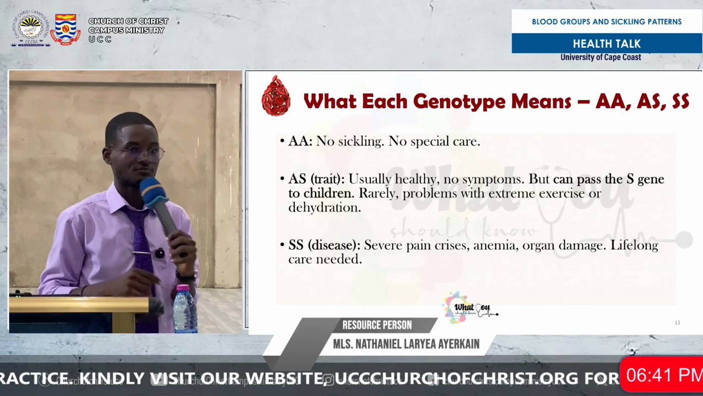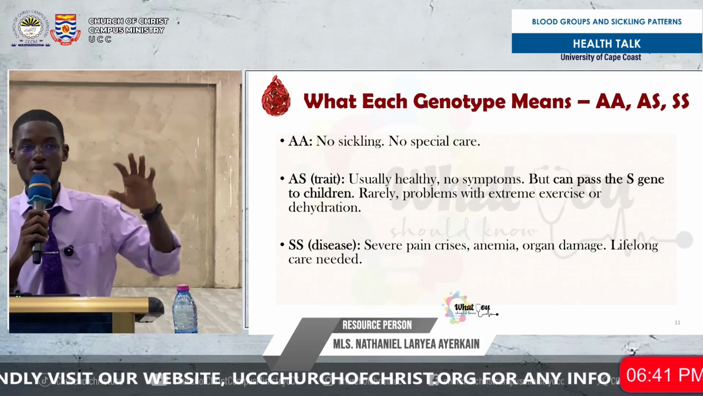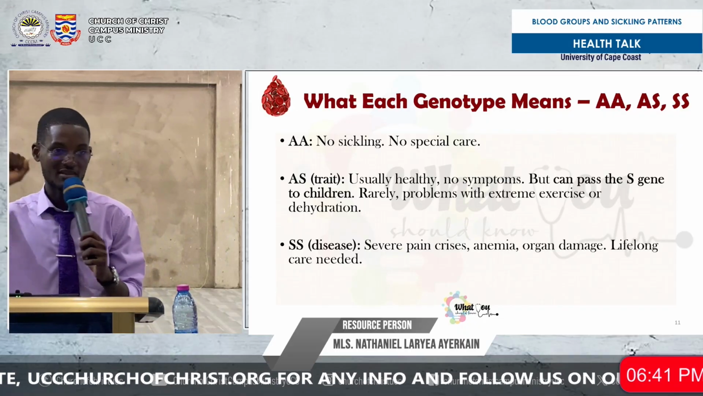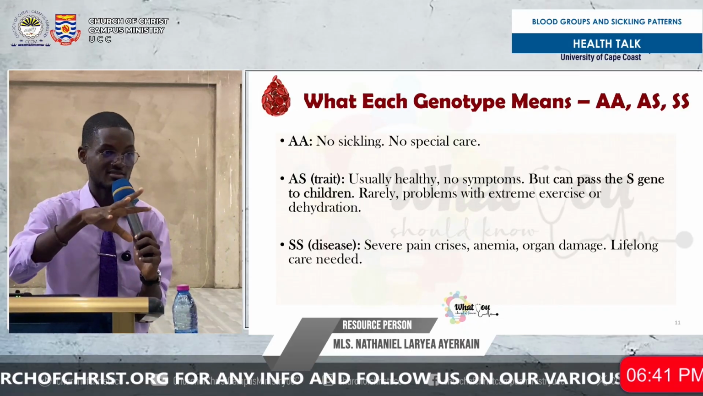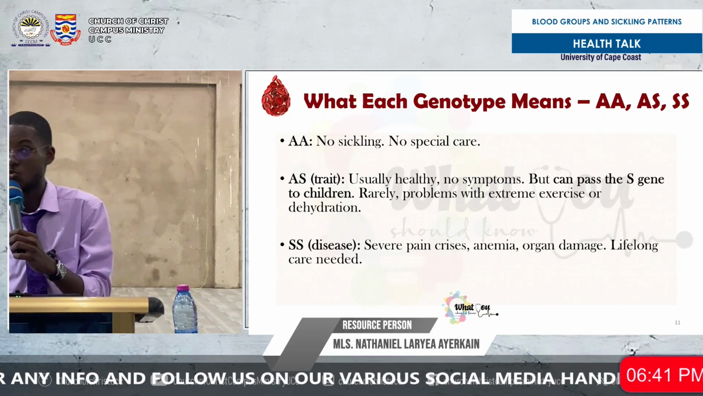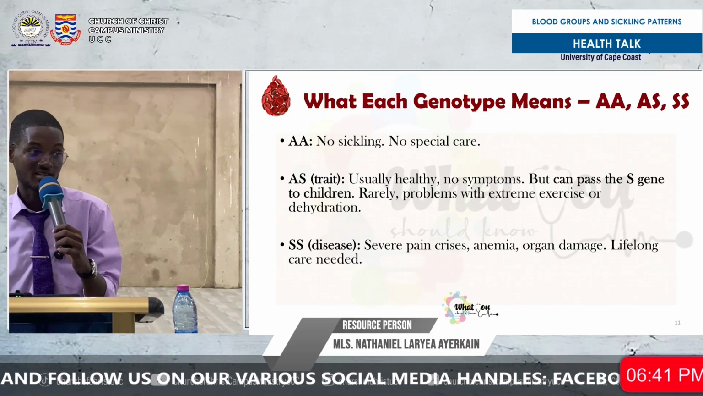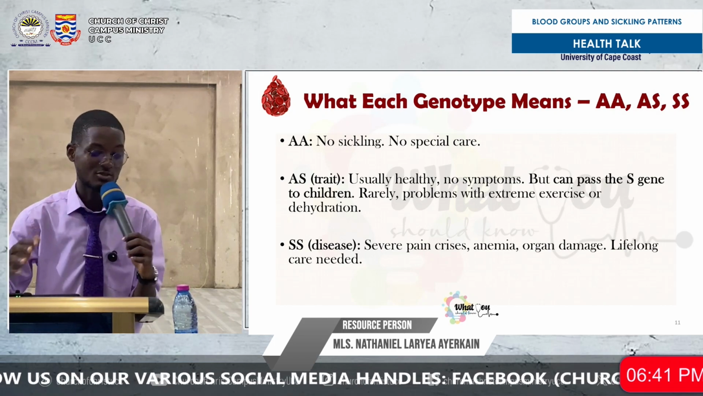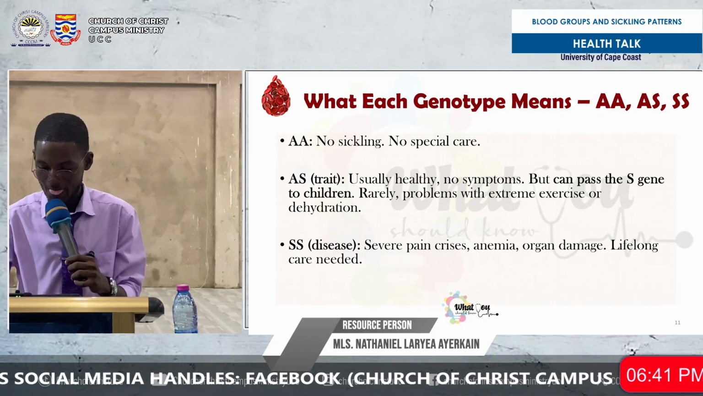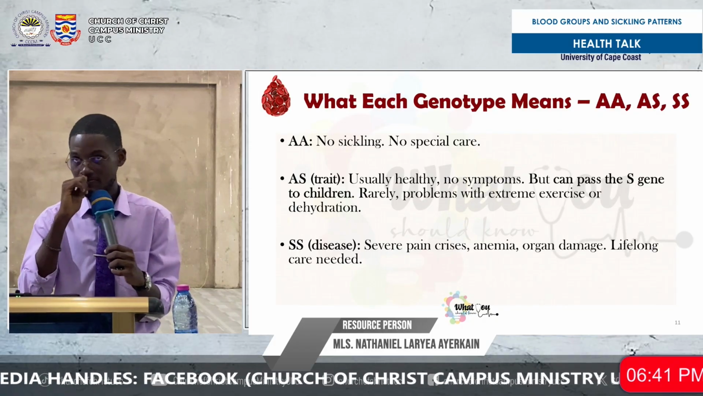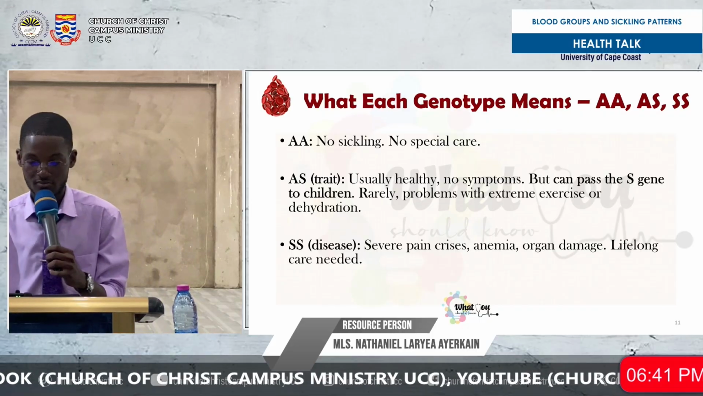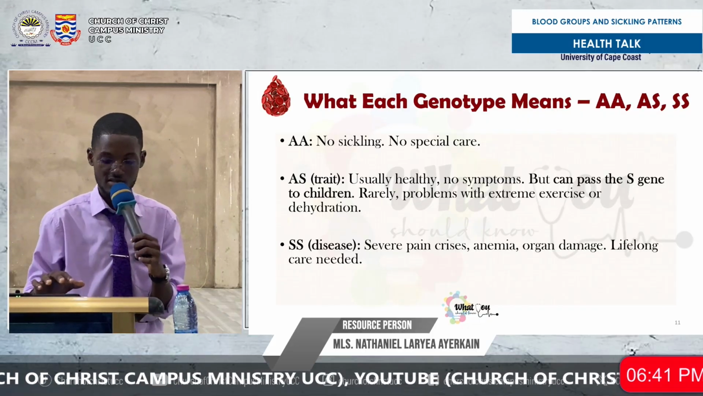Then AS. The AS people have borrowed one A from their father or mother and one S from their father or mother. So it's a mix, right? If they are giving birth, they can pass on one A to any of their children. They can also pass on one S to any of their children. Then the critical one, SS, full-blown sickle cell disease.